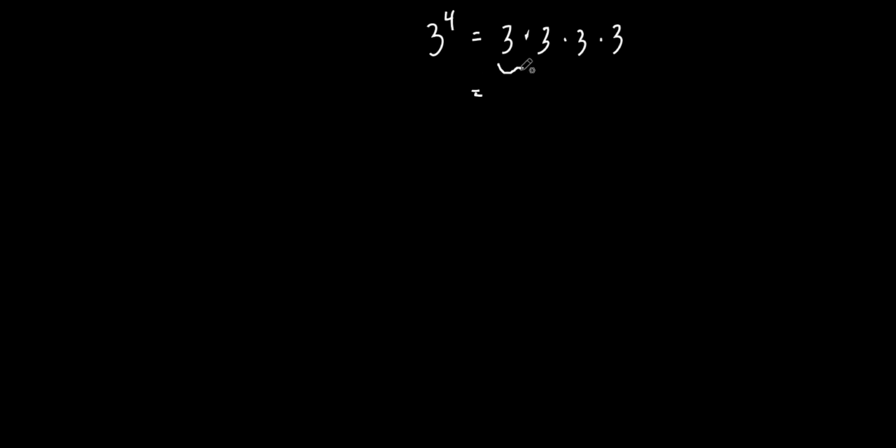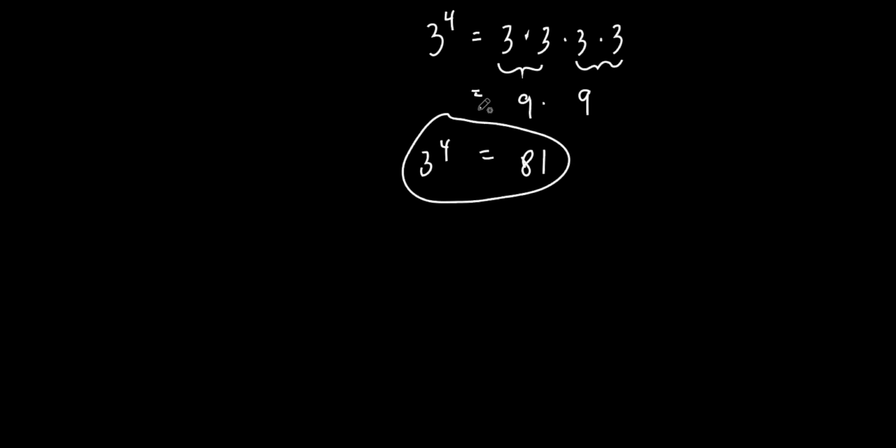And then we figure this out, okay? You could kind of do this in your head, couldn't you? What's 3 times 3? 9. And then you got another 3 times 3. What's that? 9. 9 times 9 is 81. So 3 to the 4th is the same thing as 81.